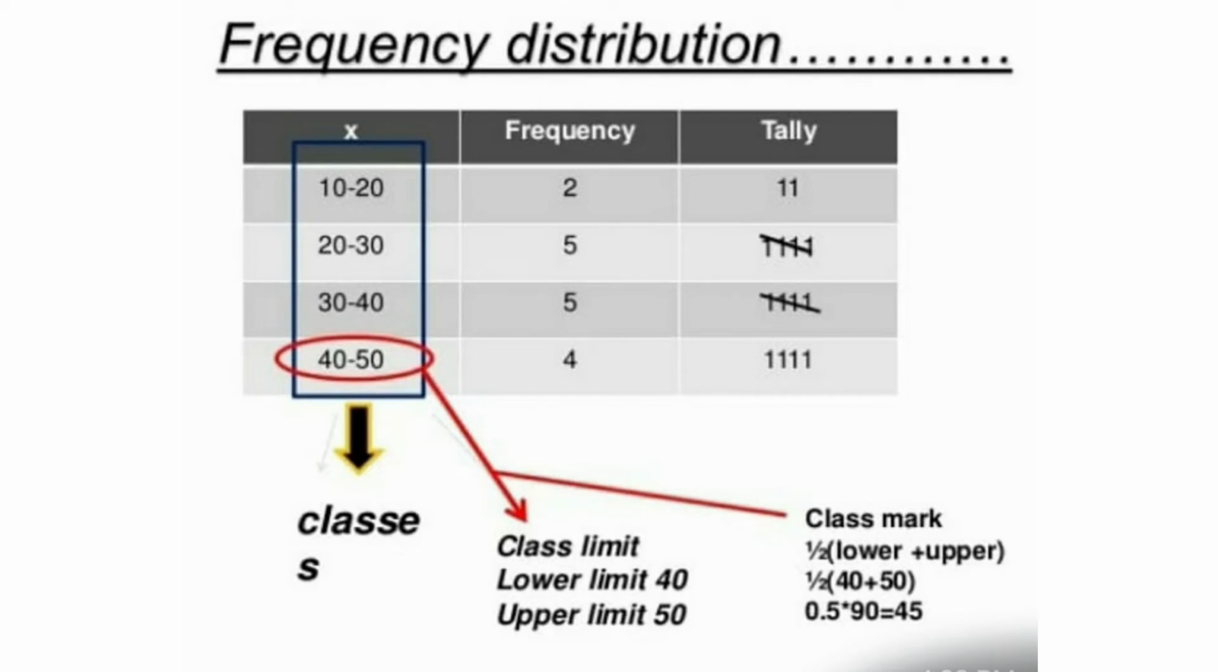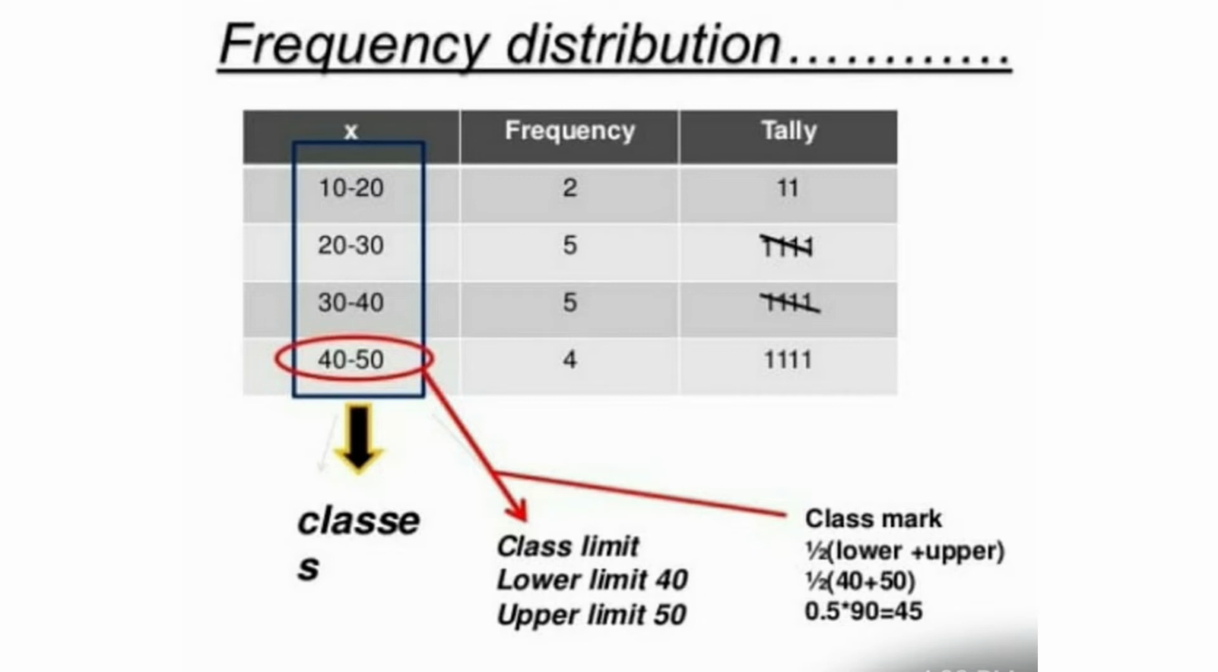So here there is an example for a frequency distribution table. For the frequency distribution table, they have given the classes 10 to 20, 20 to 30, 30 to 40 and 40 to 50. Under 10 to 20 you are having two values. Under 20 to 30 you are having 5 values, and under 30 to 40 again you are having 5 values, and 40 to 50 you are having 4 values.